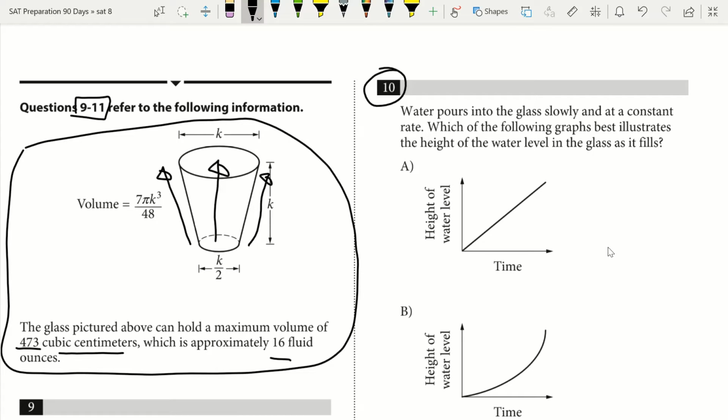Okay, so question 10 says water pours into the glass slowly and at a constant rate. That means that our volume, the volume of the water we're putting in, let's say that it's 5 milliliters per second.